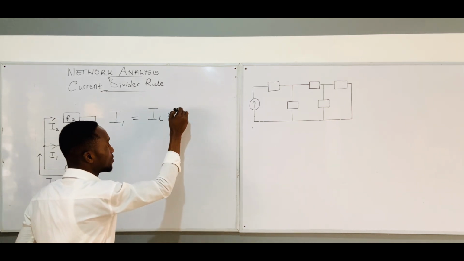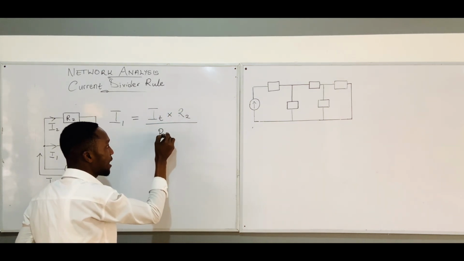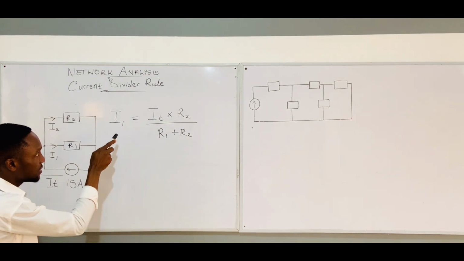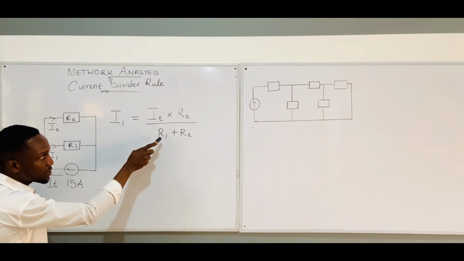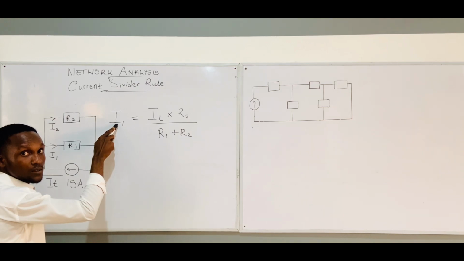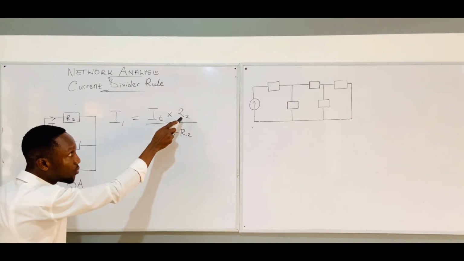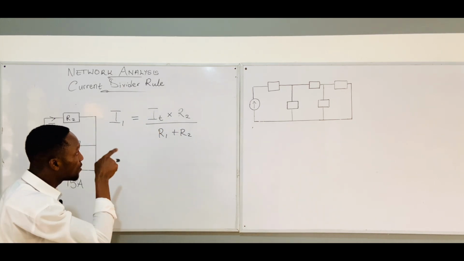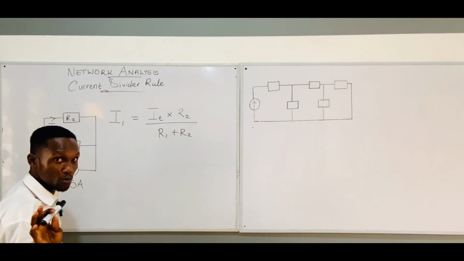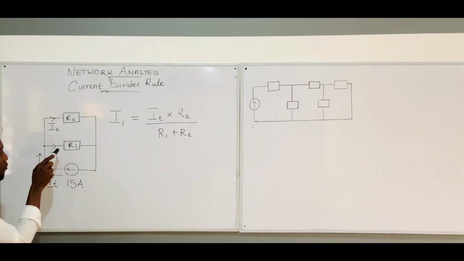So I'll write R2, and divide the result by R1 plus R2. You can see that this I1 is inversely proportional to this. As this one is increasing, the value of this one is reducing. But it is directly proportional to the resistor that I1 is not passing through. Are you here with me? So you can see that this R2 is directly proportional to I1.